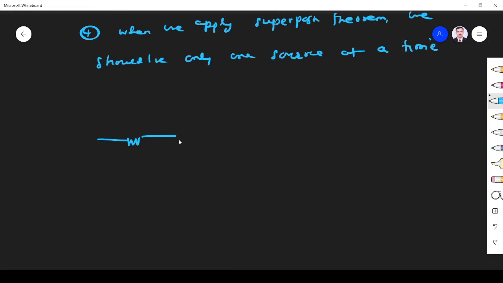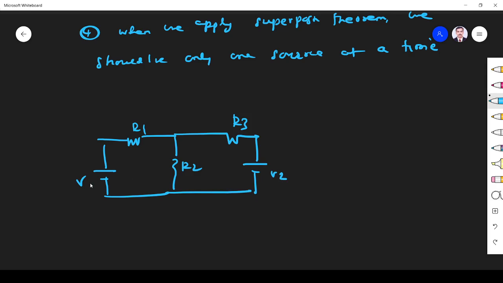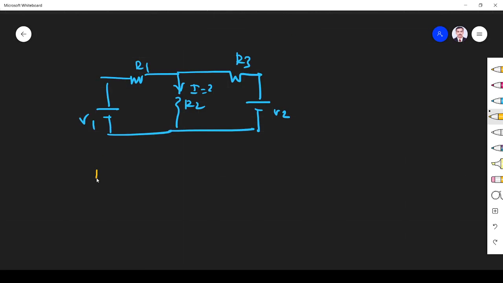Let me give one minor example. Suppose we have a circuit like this, with voltage sources V1 and V2 and resistors R1, R2, R3 and R4. I want to find the current through I. To find the current through I using the superposition theorem, first I find the current through I due to V1. That is obtained by keeping V1 and short circuiting V2. So the circuit becomes like this.